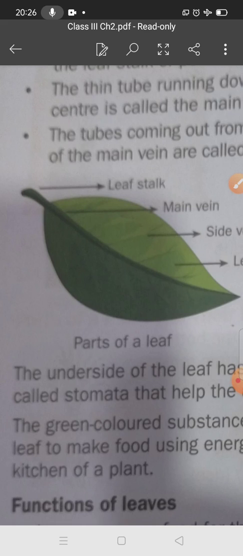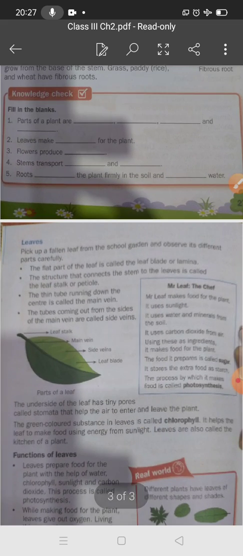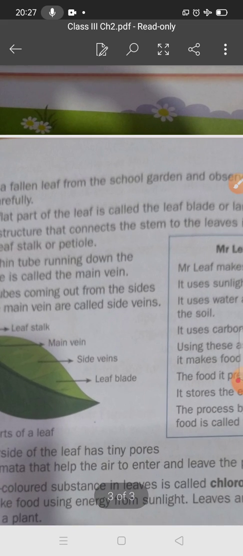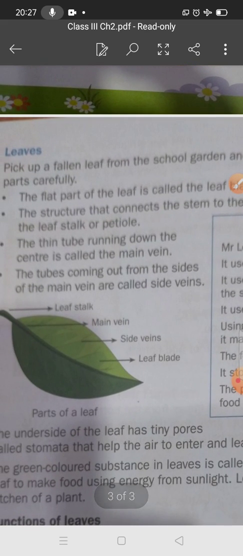Okay, now you tell me what is the work of the leaves. So first of all, you should read about the structure of the leaf. What is the main vein? What is the leaf stalk, side vein, leaf blade or lamina?